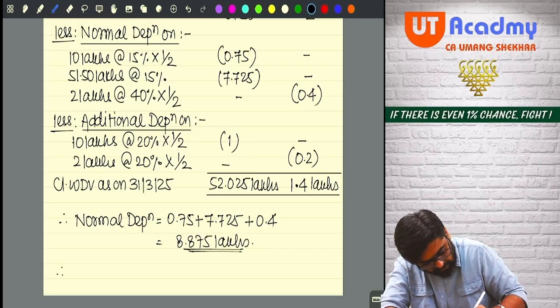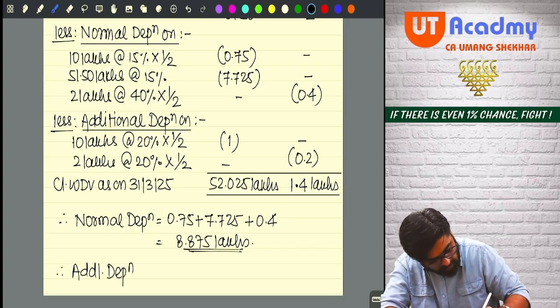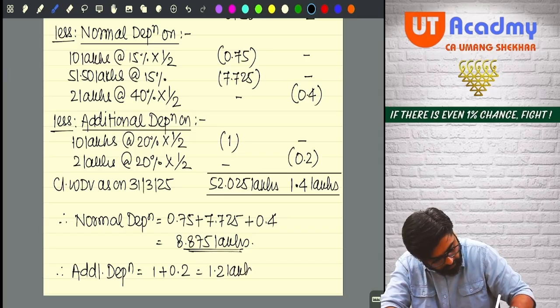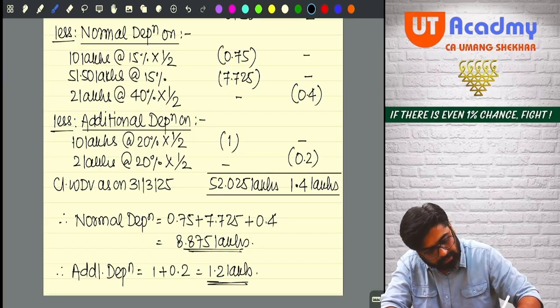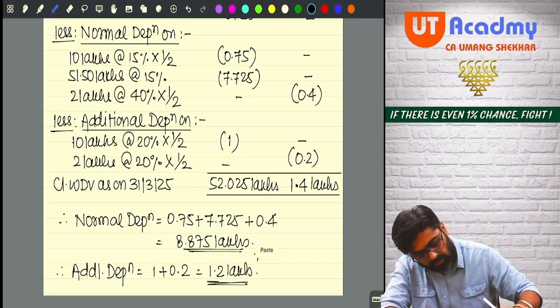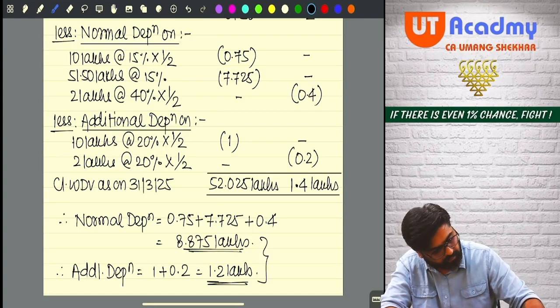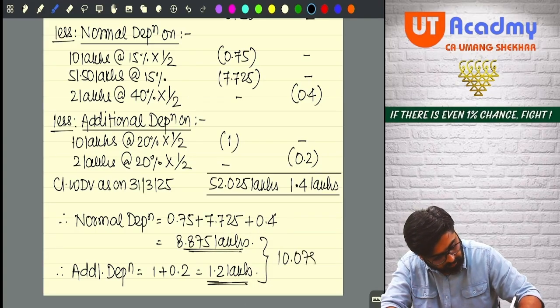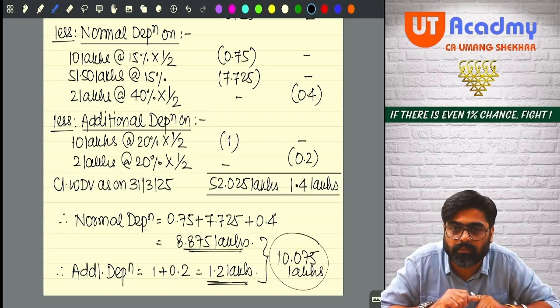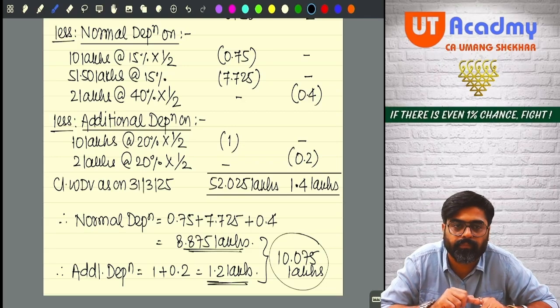and additional depreciation will be 1 plus 0.2 will be 1.2 lakhs and total depreciation will be total of these two. Yes or no? So can you calculate the total of these two? Will be 10.075 lakhs. This is the total depreciation including normal and additional.